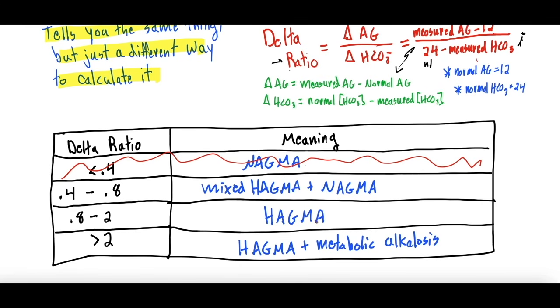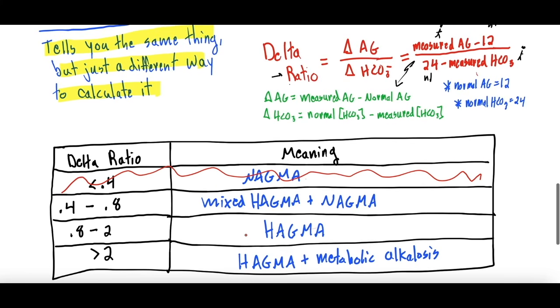If the ratio is 0.8 to 2, it just means it's normal. Your anion gap and bicarb are where they should be for a high anion gap. If the ratio is high, it means you have more bicarb than you should, so you have a combined metabolic alkalosis with your high anion gap metabolic acidosis. So the delta ratio is just another way to think about the delta-delta. You can do the delta gap, you can do the delta ratio, whichever one you'd like to do is fine. Both get to the same end point.